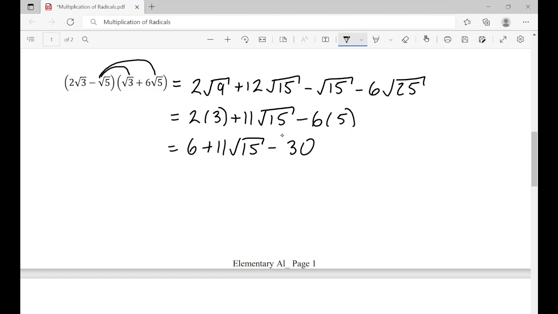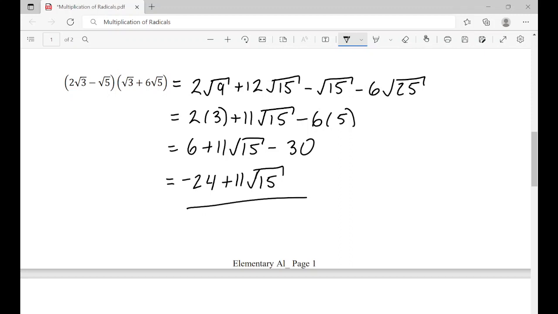And now we can combine the 6 and the negative 30, which is going to give us negative 24 plus 11 root 15. And this is the final answer for this expression.